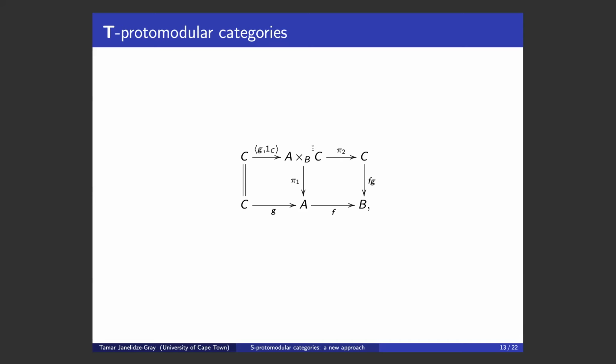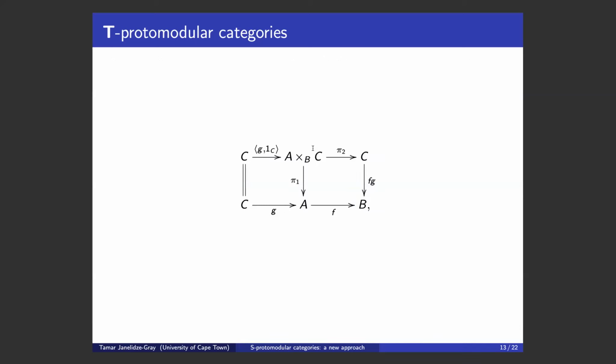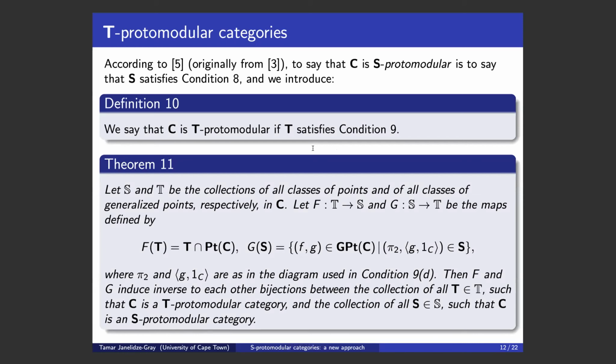So GS is the set of all those generalized points such that when we form those pullbacks, what we get at the top, the pair G1C and pi2, becomes a point in S. So these maps F and G turn out to be inverse to each other. Well, they're bijections, and I'm not going to go through the proof.